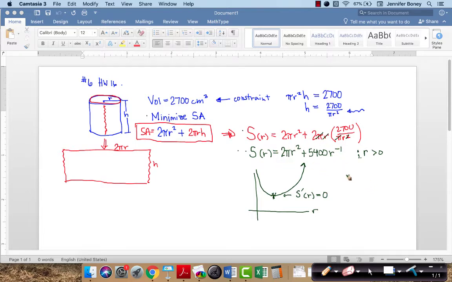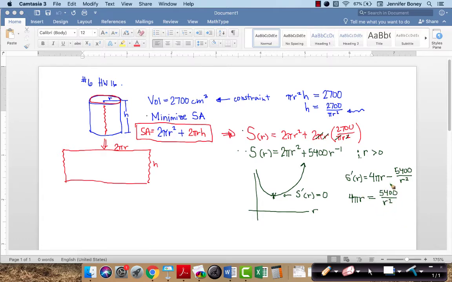From this form, s prime of r is a pretty easy derivative relative to some other stuff we've dealt with: 4 pi r minus 5400 r to the negative 2, otherwise known as 5400 over r squared. I'll write it this way because of the algebra. I'm going to set this equal to 0 and solve, and if I set two things subtracted equal to 0, that's the same as one of them equaling the other. I'm just skipping some of the algebra in terms of writing it down.